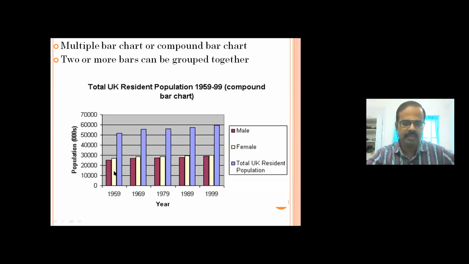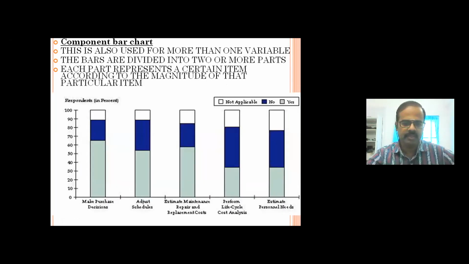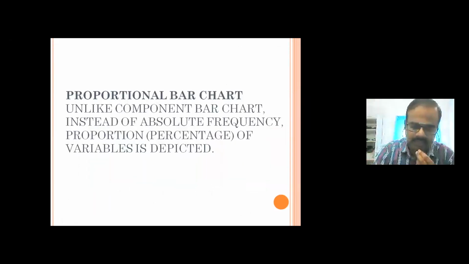The same bar chart, if you want to present two or more labels, can also be presented this way as a component bar chart, because you are dividing the same bar into two or three components. That's why it is called a component bar chart. Here also you can use more than one variable. Instead of one bar per variable, in this one bar you can use multiple colors. That is a component bar chart.